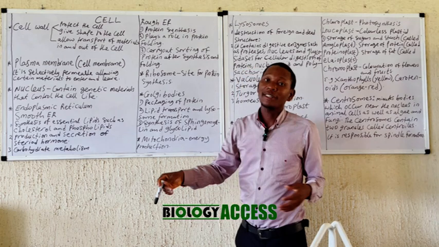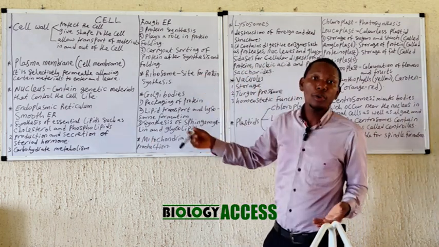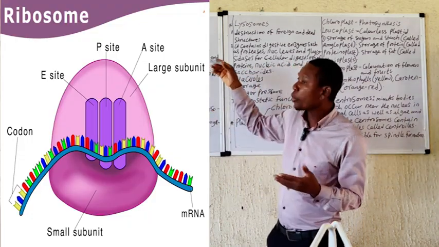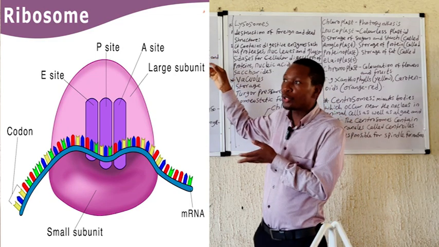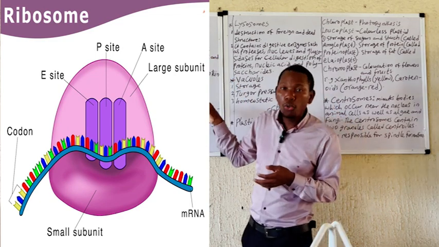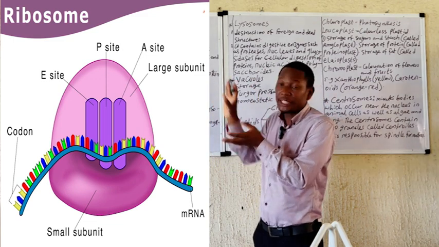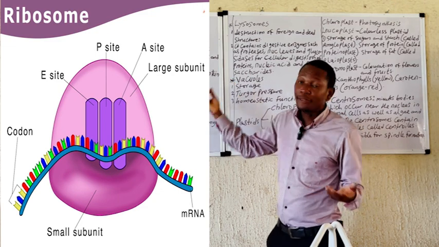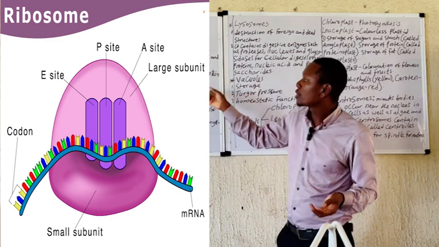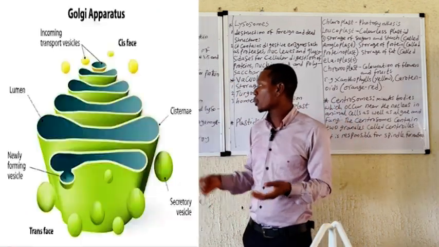Ribosome, you can see from the diagram, has two parts, the large subunit as well as the small subunit. That means one is comprised of two parts, one larger than the other. And the function is basically to synthesize protein. The Golgi apparatus, what is the function?